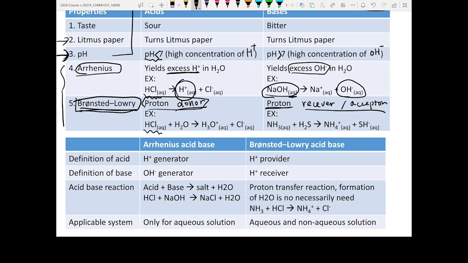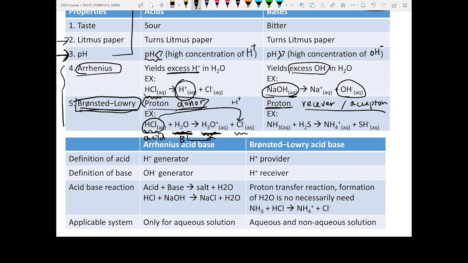For example, if you have HCl plus H2O, and then you produce H3O+ and Cl-. You can see your HCl becomes Cl-. It means it gives out a proton, so this is a proton donor. Therefore, we say HCl is an acid. On the other hand, if you look at the water, it goes from H2O to H3O+. It receives the proton. Therefore, the water is the base.